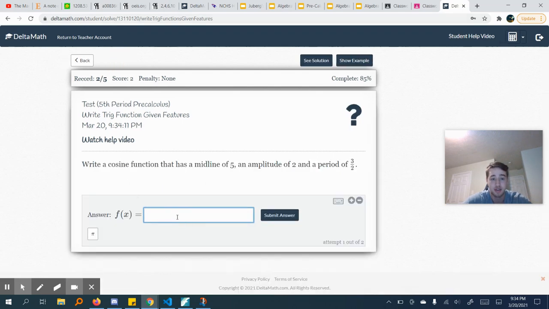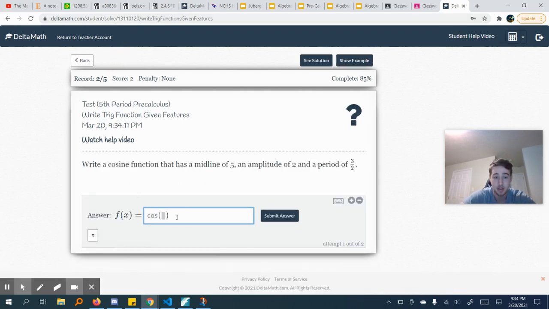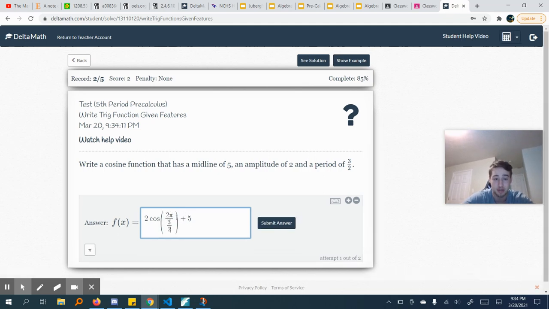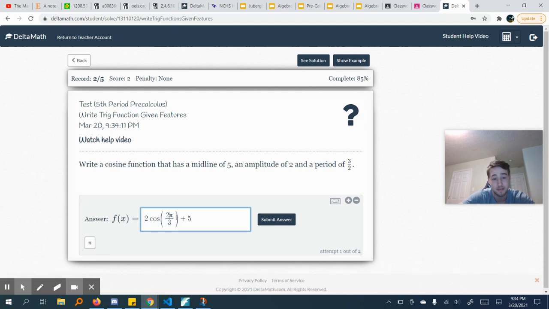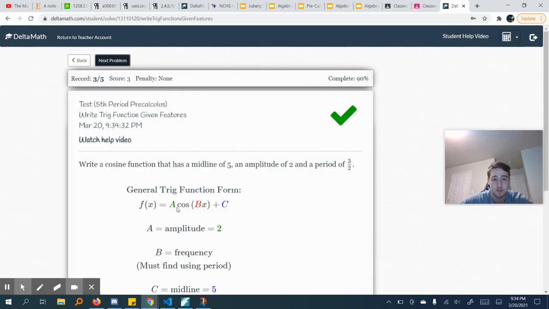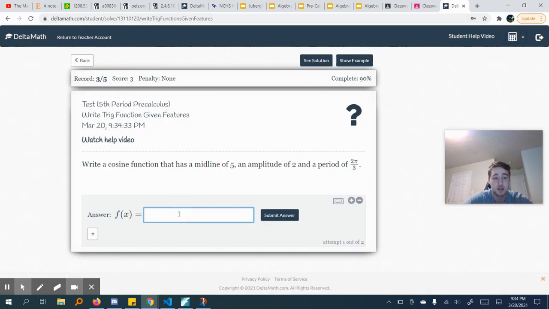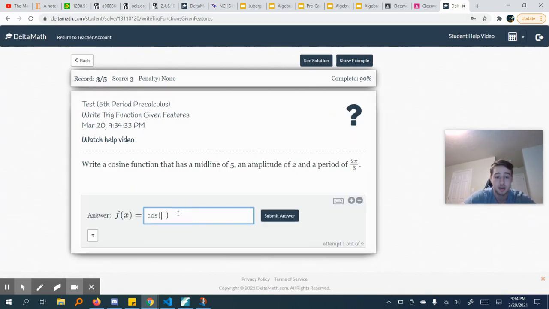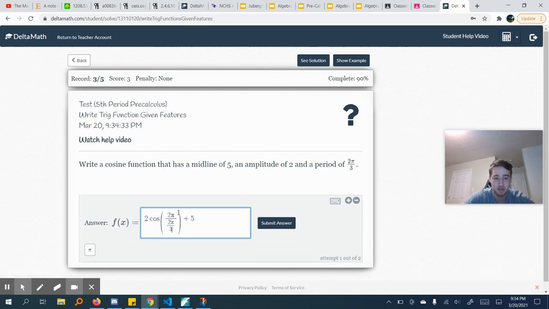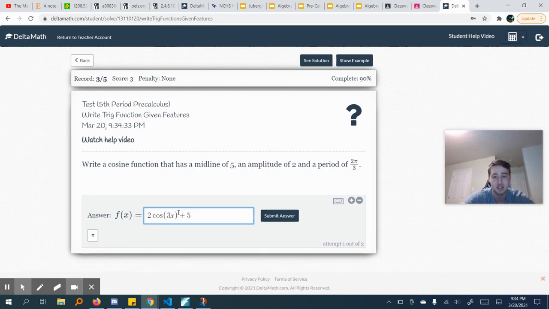Here we have cosine something plus 5, amplitude of 2, period of 3 over 2. So 2 pi divided by 3 over 2. So that's going to be 4 pi over 3x. Cosine is going to have a coefficient of 2 for amplitude, plus 5 for midline, and 2 pi over 2 pi over 3. So that's just going to be 3x.